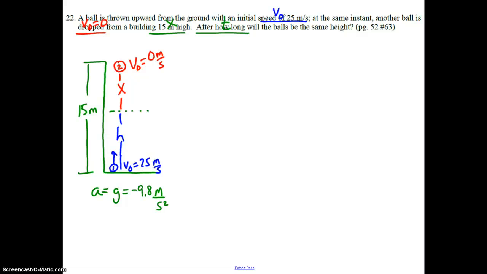That's a really important point coming up in this question. All right, what else can we establish? We also know that the 15 meters is the sum of how far ball 2 is dropped plus the height to which the first ball rises. Okay, so we have that in our pocket as well if we need to. All right, let's start with ball 1.